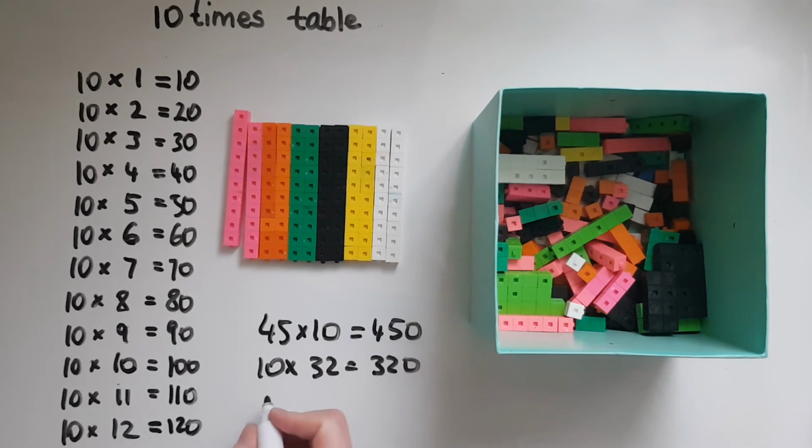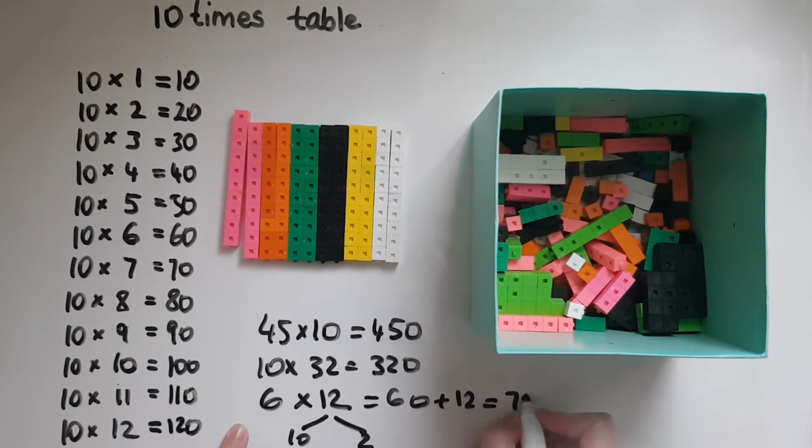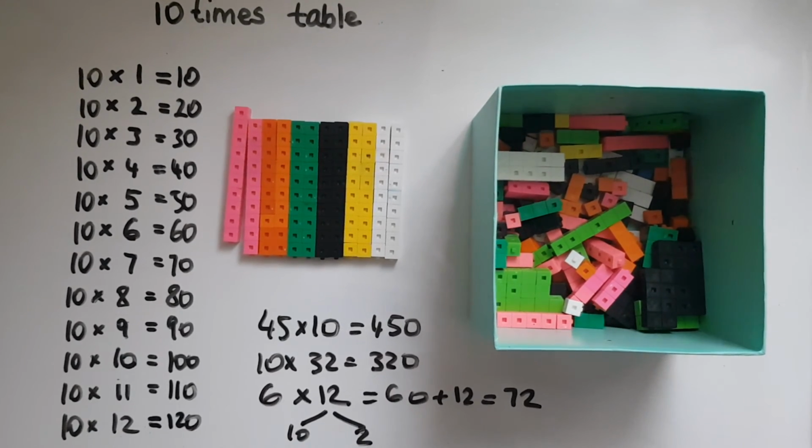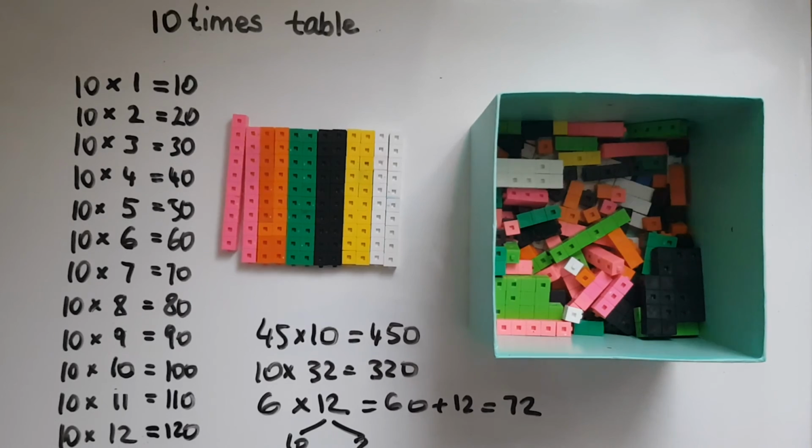So if you want to multiply 6 by 12, you can break 12 down into 10 and 2. So 10 times 6 is 60, and 2 times 6 is 12. So that makes 72. So I suggest that you write these down on a piece of paper and repeat them again and again till you've memorized them all in order.